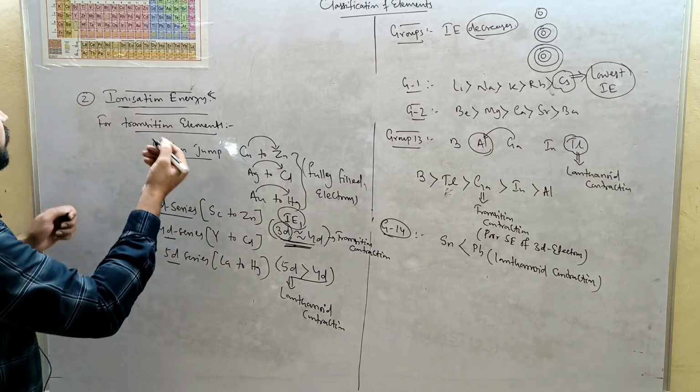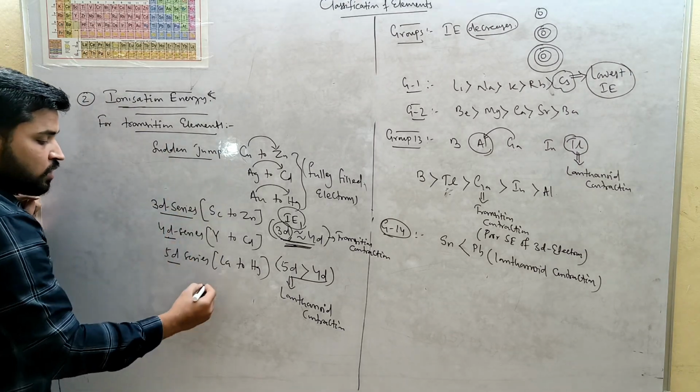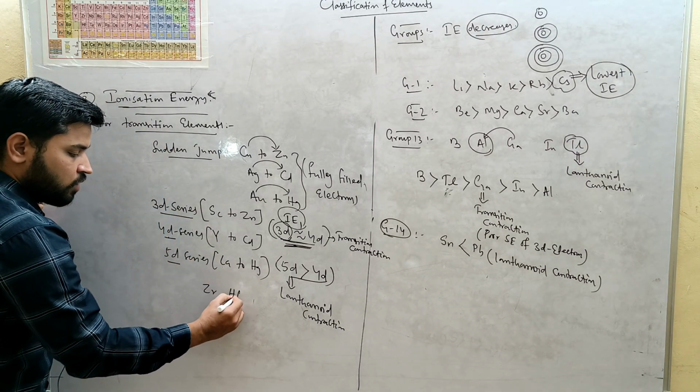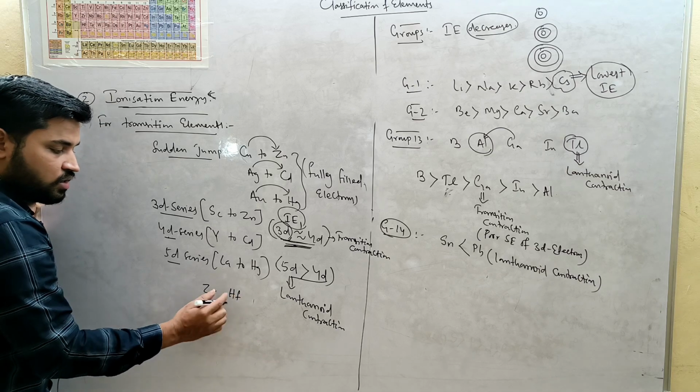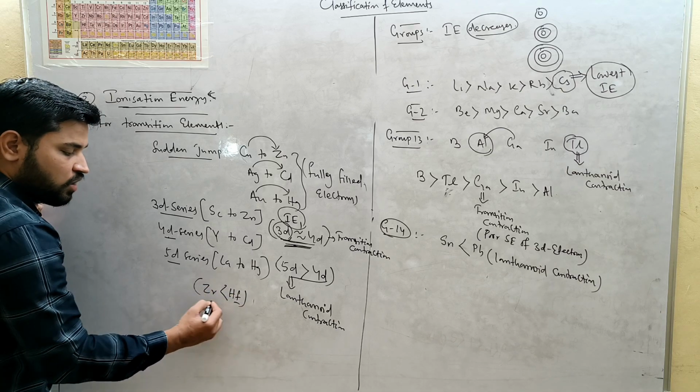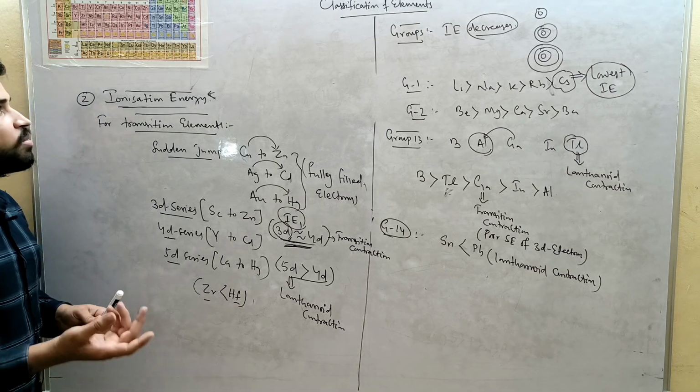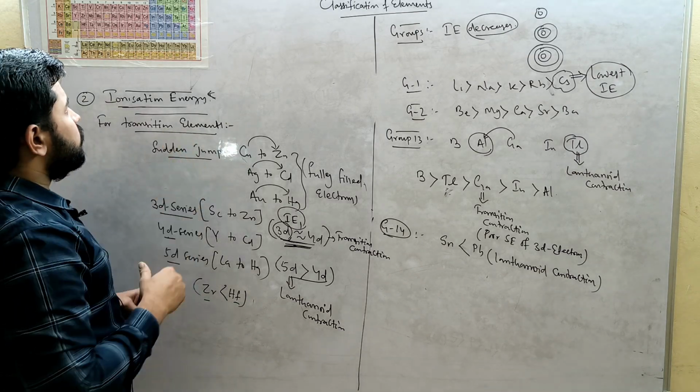Like we can see in comparison with zirconium and hafnium. This is the 4d series, this is the 5d series. So this hafnium will have more ionization energy than zirconium. Hope you are getting my point. So this is the point we have understood.